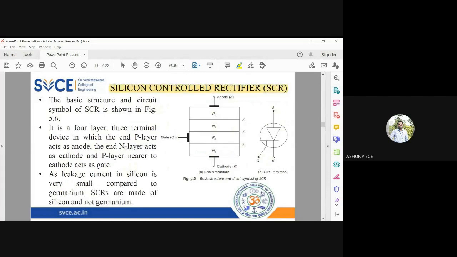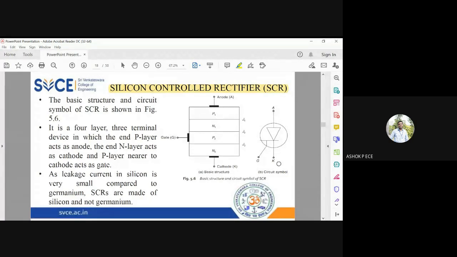So this is again based on PNP. And see the structure. You have PNP and diode. You have cathode, anode. You have three junctions, but one more additional terminal. I'm going to have a gate, and that gate I'm going to fix across the layer P2. And this is the equivalent circuit for a silicon controlled rectifier.